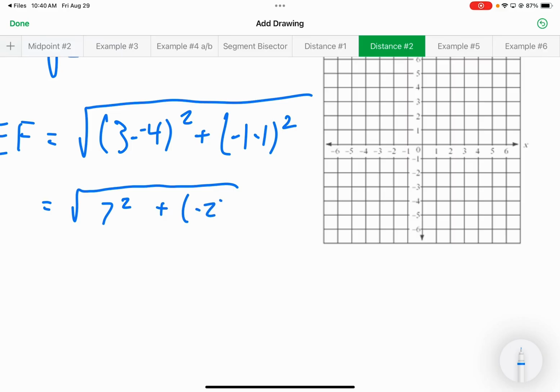-2. So I'm going to put parentheses, -2 squared. All right, cool. 7 squared? Nice. Plus -2 squared? Hey, those numbers look familiar. What's 49 plus 4? Hey, that number looks familiar. Isn't that what we got earlier? Cool. So that's another way that you guys can do it as well.